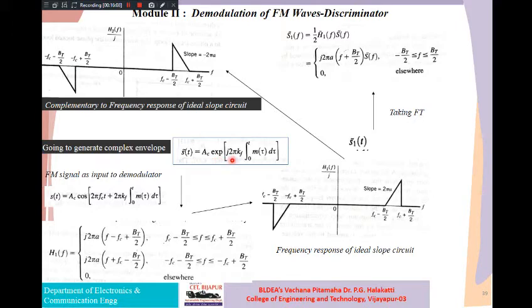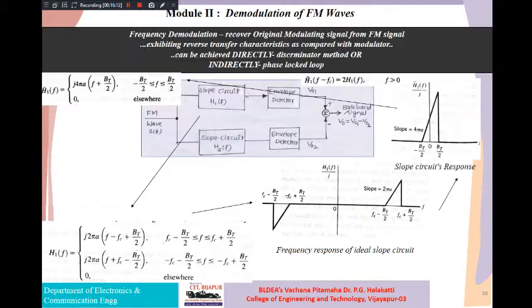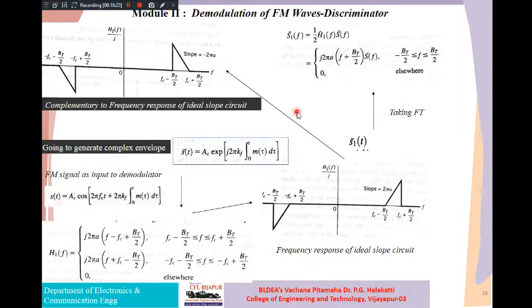Are you getting this? In the first step I characterized what could be the transfer characteristics of the slope circuit. Of course it is going to be followed by an envelope detector. This envelope detector should identify the complex envelope that we have assumed for our FM signal. Here it is, our FM signal, and its complex envelope is this, what we are assuming here.